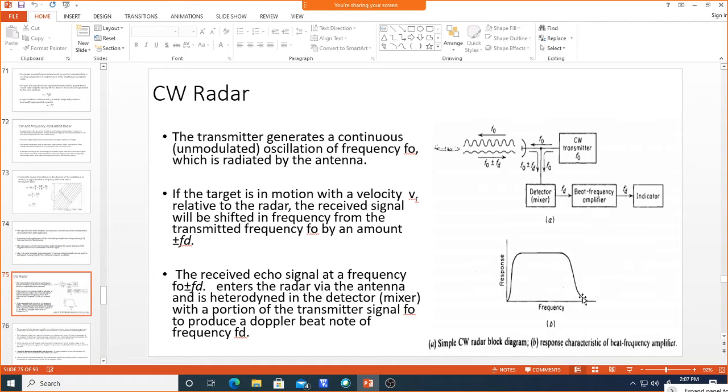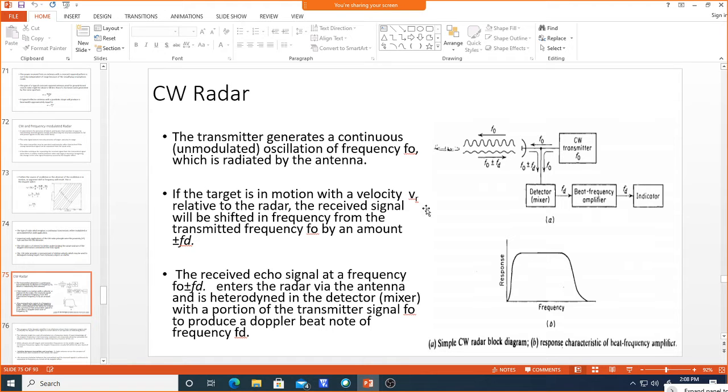This is where you have the beat frequency amplifier, because the Doppler frequency shift coming from the echo signal is in the audio frequency range. So we can display it, and we can also hear the frequency variation. This is the amplifier which is designed, and this is the response of that amplifier.